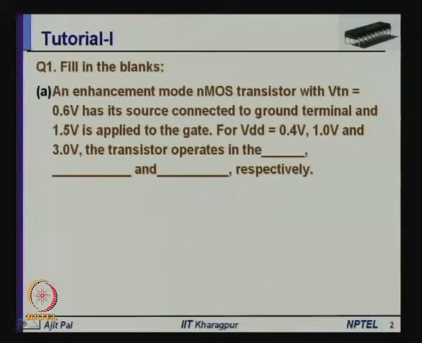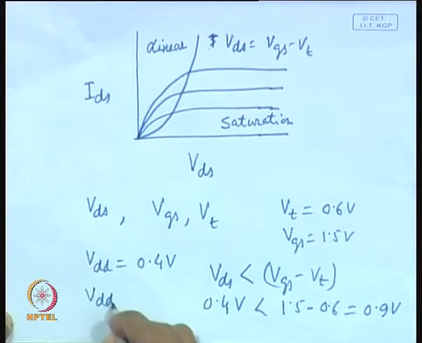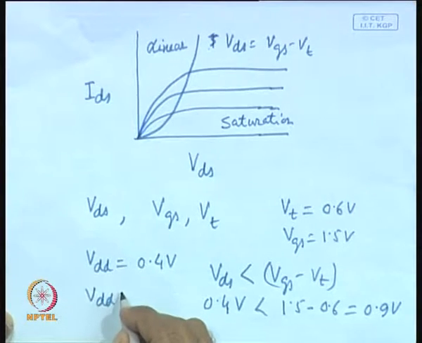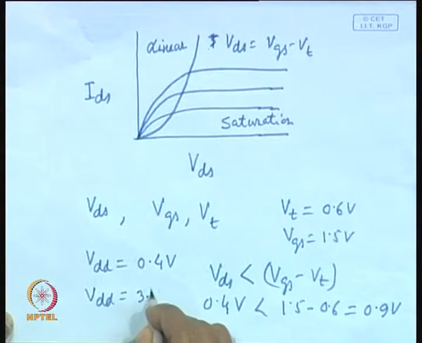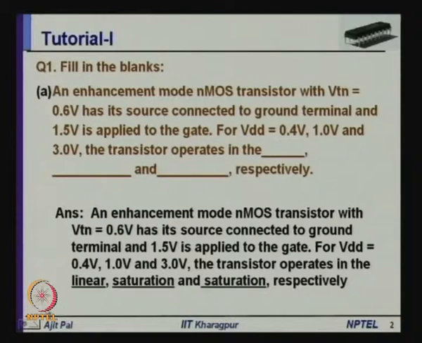On the other hand, in the second case when it is 1 volt, this is more than VGS minus VT, so it will be in the saturation region. In the third case, VDD is essentially the supply voltage across drain and source, equal to 3 volt, then also it will be in saturation. So, therefore, in this particular case the answer is: it will be in linear region, saturation region and saturation region. Okay. So, this is the first question.